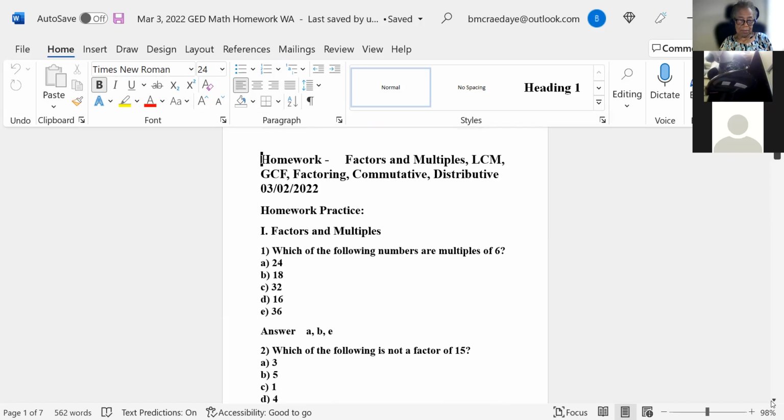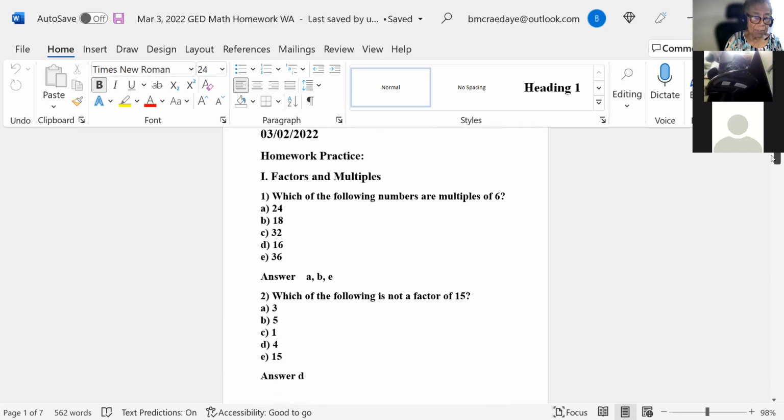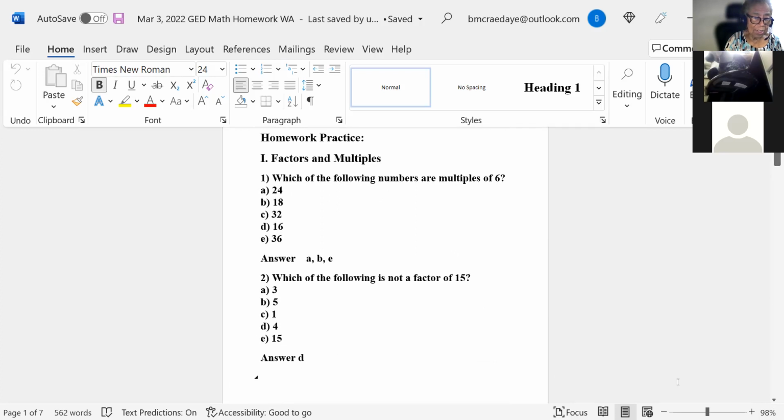Now, number 2, which of the following is not a factor of 15? What were your answers? I get D. You got D. That is correct, because 4 cannot divide into 15, because 3 into 15 is 5, 5 into 15 is 3, 1 into 15 is 15, and 15 into 15 is 1. So far you're doing good, Maureen. Wonderful. So the answer is D. Okay, let's go to the next one.